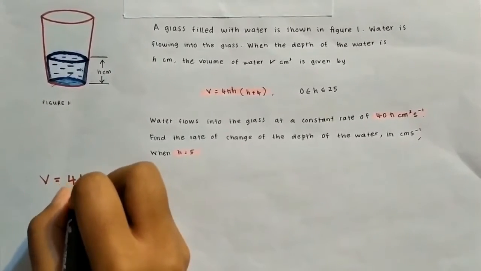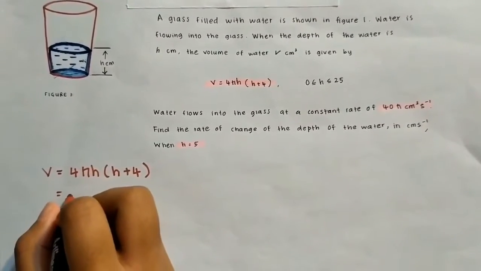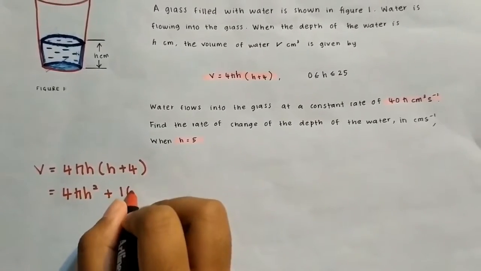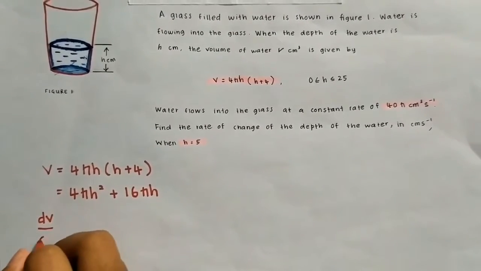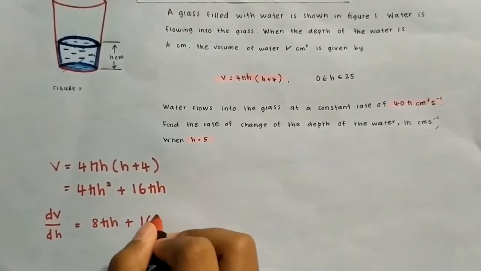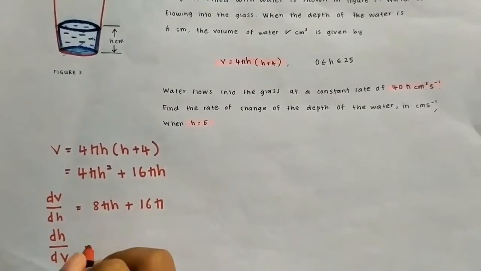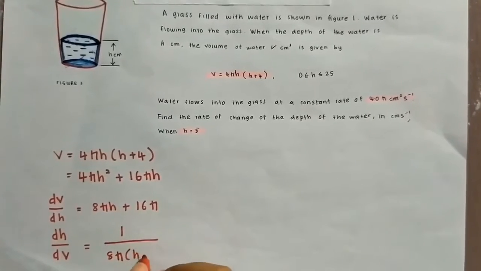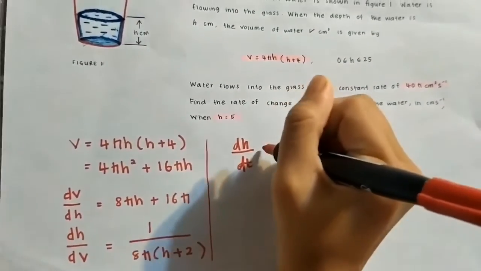So based on the formula, we rewrite V equals 4 pi h (h plus 4). Then we expand the formula, which becomes 4 pi h squared plus 16 pi h. Then we differentiate, and dV over dh becomes 8 pi h plus 16 pi. We need dh over dV, so we take dV over dh and turn it into dh over dV equals 1 over 8 pi (h plus 2). Based on the question, we need to find dh over dt.